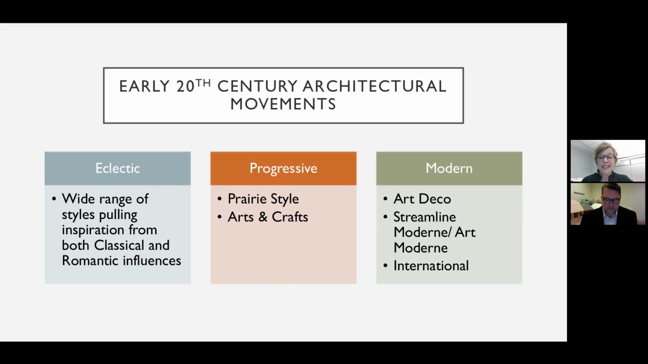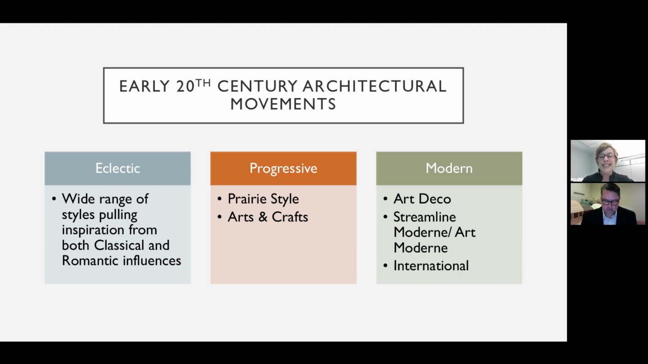So we're going to have the eclectic styles. These are really a variety of revival styles, a wide range of styles that pull inspiration from both classical and romantic style influences. We then have the progressive styles, these new emerging styles. We have the prairie style and the arts and crafts. And then we have the emergence of modernism, which we see in Art Deco, Streamline Moderne, Art Moderne, and then we also have the emergence of the international style in this period.